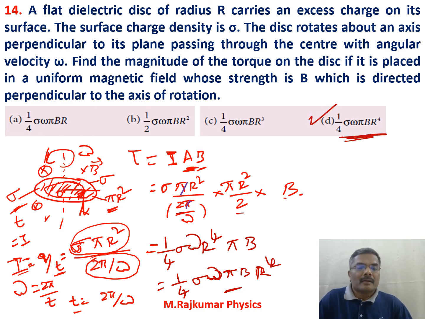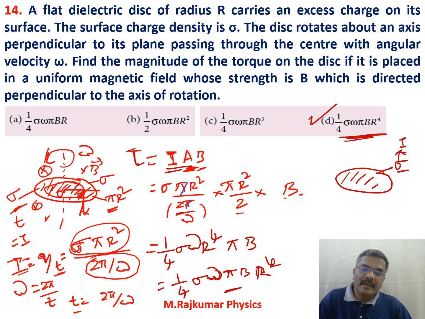Okay, so here what they are asking is, this is a disk. This disk is having some charge density. From the charge density I can find out the current. If I know the charge density, and if I divide it by time, I'll get the current. The torque formula is IAB. So I can find out the current and area. Because it is a disk with charge all over the surface, I'm taking half of this area.